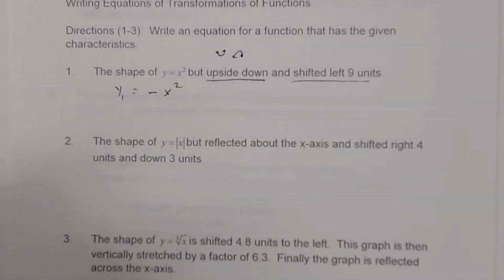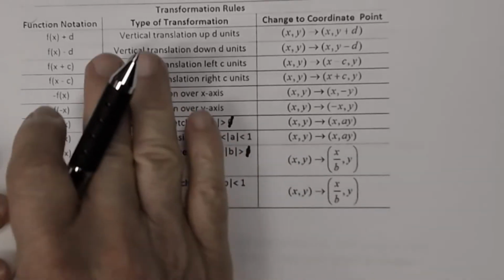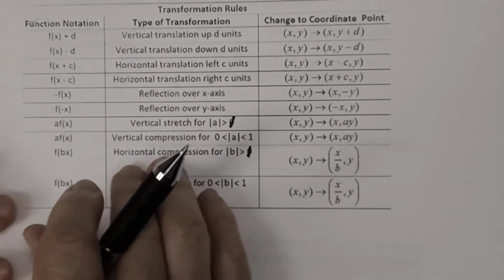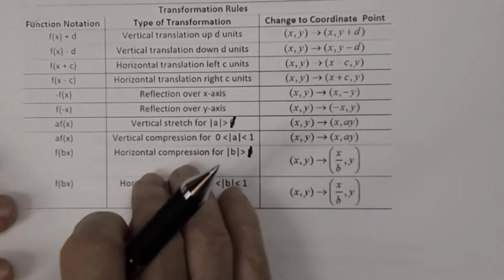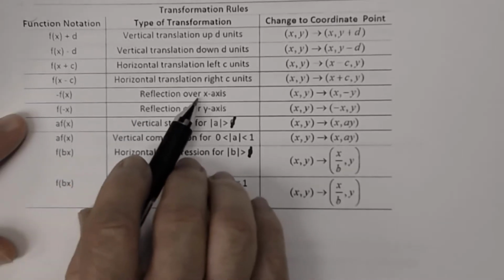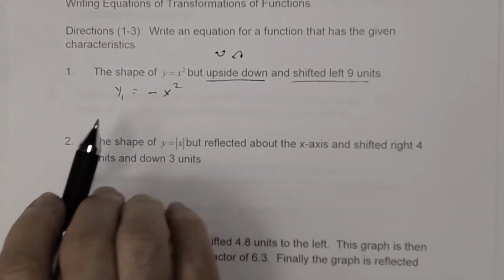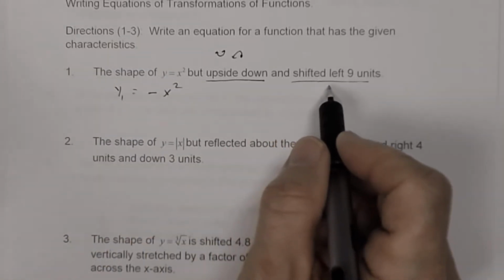So make sure as you go through this, you make notes. If you still don't remember some things, just make notes. But at this point, based on all the lessons we've done, for the most part, you should know all this by now. So notice that the reflection about the x-axis is where you have a negative out in front. And that's what this is. Then we're going to shift it to the left 9 units.